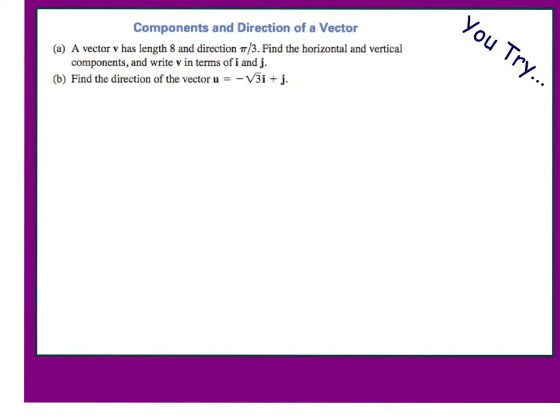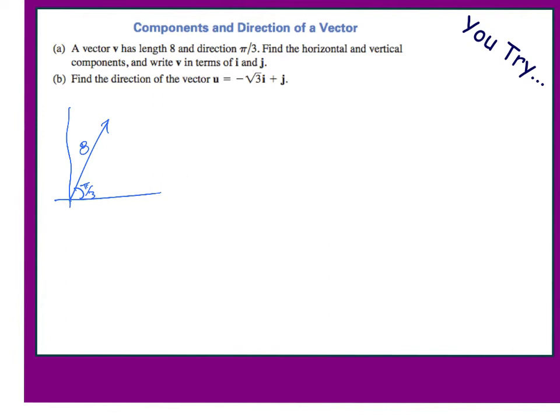A vector V has length 8 and direction pi divided by 3. Find the horizontal and vertical components and write V in terms of i and j. All right, fantastic. So I'm going to draw a picture even though it's not really necessary on this one. If I have a vector with a length of 8 and a direction of pi over 3, okay? And so my theta is equal to pi over 3.